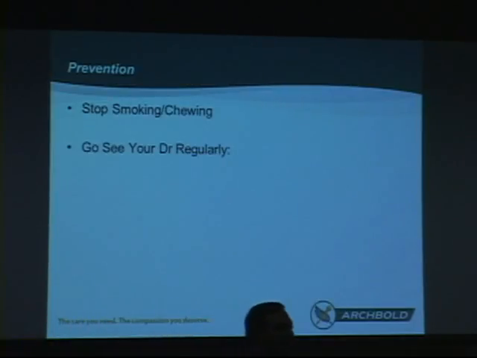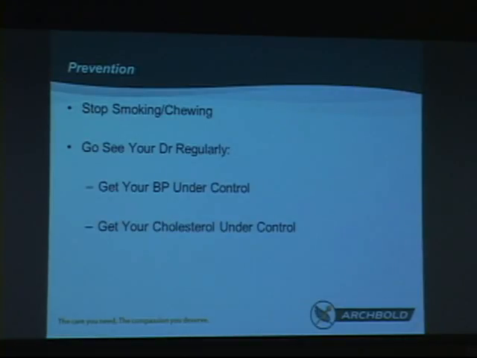All right. So now the major part of my talk, prevention. Stop smoking. Stop chewing tobacco. I told you I was going to go back to that. Go see your doctor regularly. Now, there are specific things I want you to see your doctor for. Remember that blood pressure I talked to you about? High blood pressure. Get it under control. Get your cholesterol under control. Remember, these are the 4 major risk factors: smoking, high blood pressure, cholesterol, and what was the last one? Diabetes. Get your diabetes under control. So this is where the prevention starts from, right here.